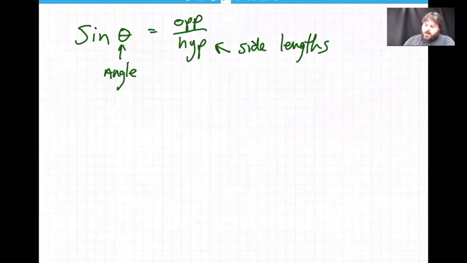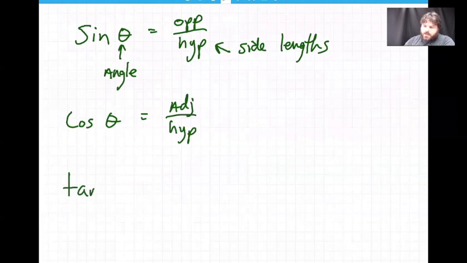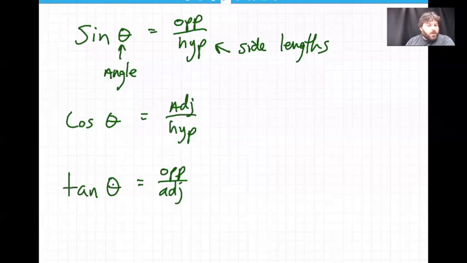Okay? All right, the cosine of an angle is the adjacent side divided by the hypotenuse. Okay? It's a different ratio. And the tangent of an angle is the opposite over the adjacent. It's its own ratio of its two sides.